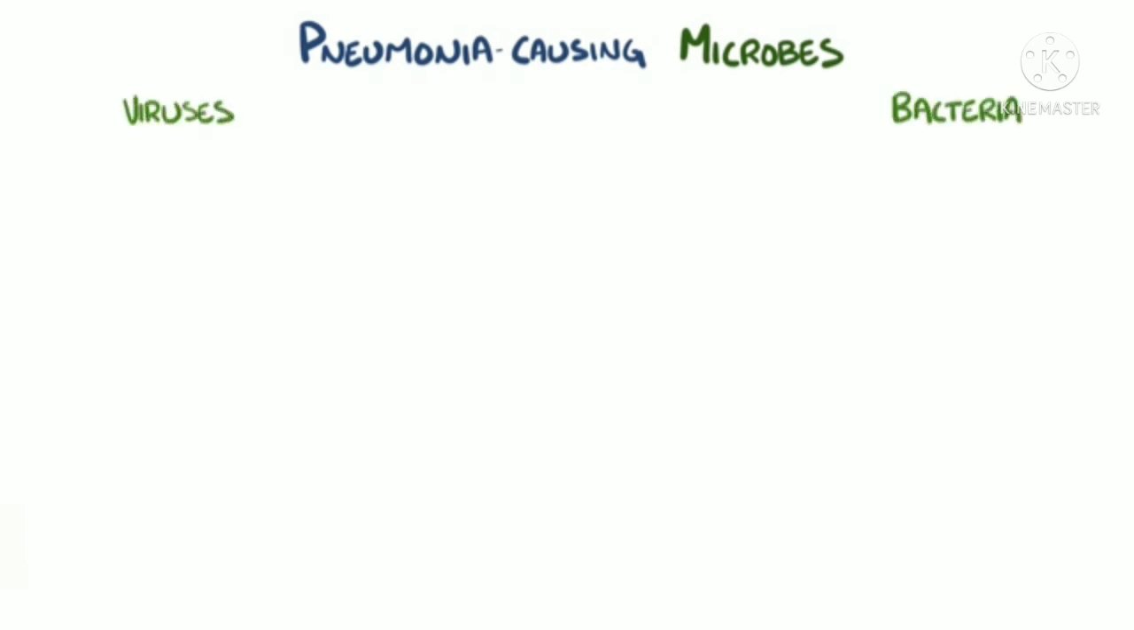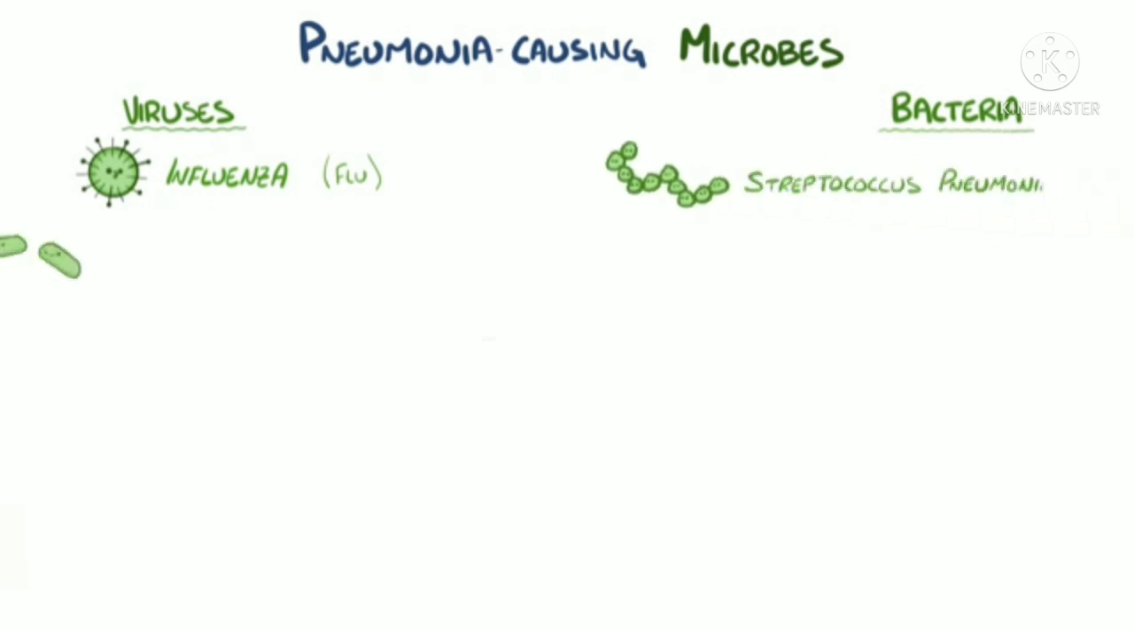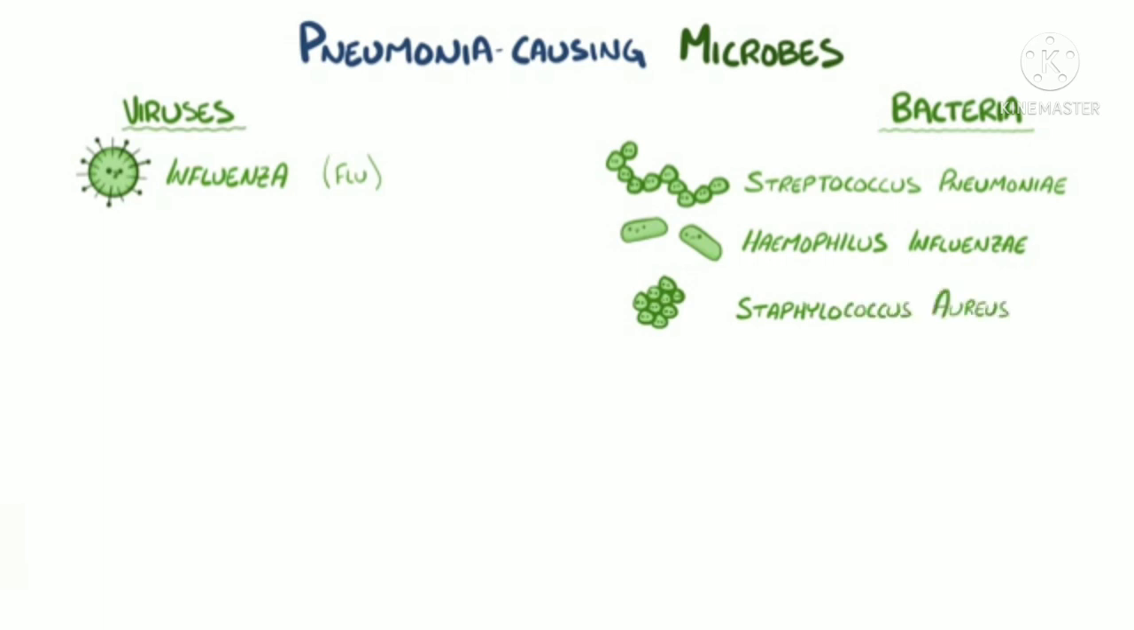Now, there are lots of different pneumonia-causing microbes. Usually it's caused by viruses and bacteria, but it can also be caused by fungi, as well as a special class of bacteria called Mycobacteria. In adults, the most common viral cause of pneumonia is influenza, sometimes just called the flu. In adults, bacterial causes include Streptococcus pneumoniae, Haemophilus influenzae, and Staphylococcus aureus.